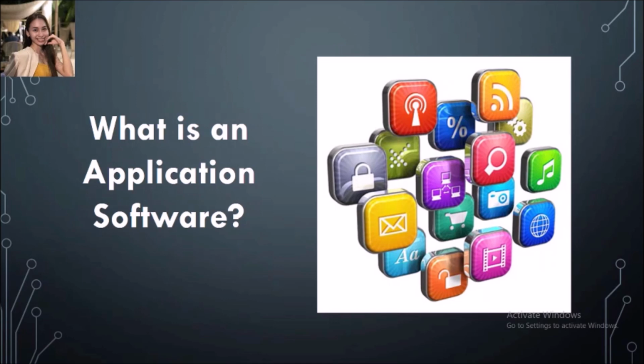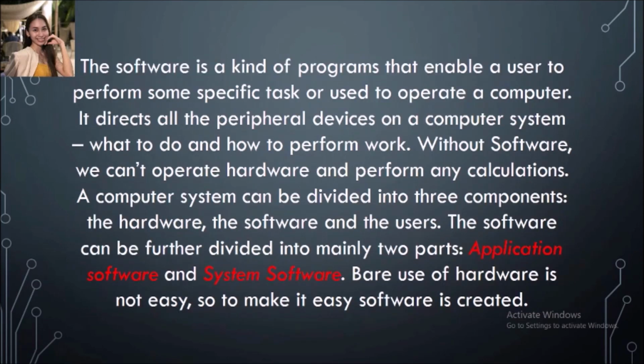From the word itself, application, there are a lot of applications around, on a cell phone, a laptop, or a computer. Application is always there and does not go away. By definition, it was stated here that software, as discussed in previous lecture videos about software and hardware, is a kind of program that enables a user to perform some specific task or to operate a computer.